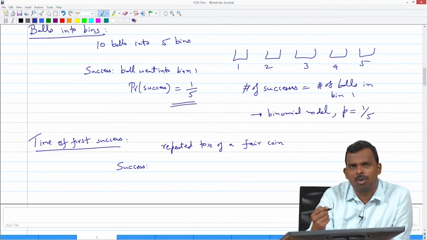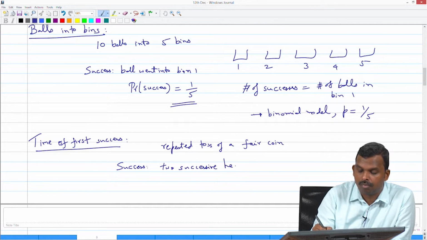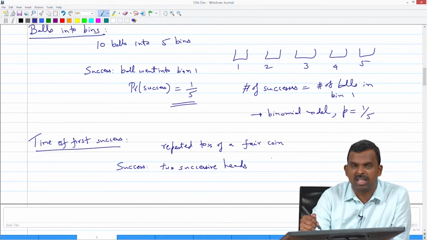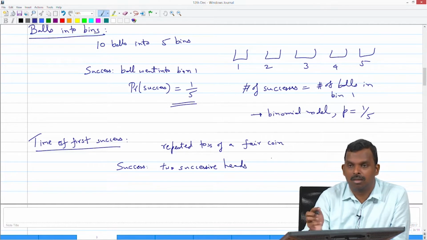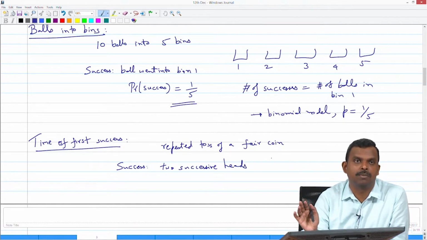I am going to talk about a model here which is slightly more intriguing and more difficult. So, success I am going to define as 2 successive heads. This model for success you can immediately see is a little bit more complicated. So, what do I mean by 2 successive heads? I keep tossing a coin. If I get 2 heads in a row, I can stop. I have succeeded.